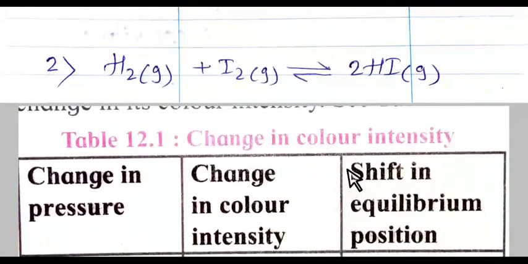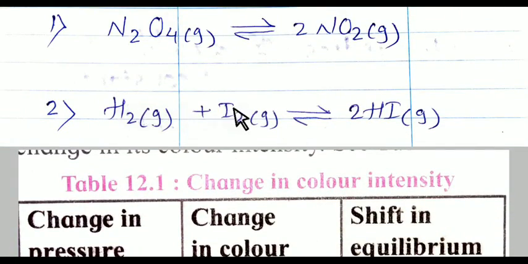We take one more example: hydrogen gas and iodine gas, which form hydrogen iodide. As we have seen, there is the same number of molecules on both sides: one hydrogen and one iodine, two molecules, and 2 HI, two molecules. Both sides have the same number of molecules. So there is no effect on the equilibrium by a change of pressure, because there is the same number of gas molecules on both sides. So this is the effect of pressure.